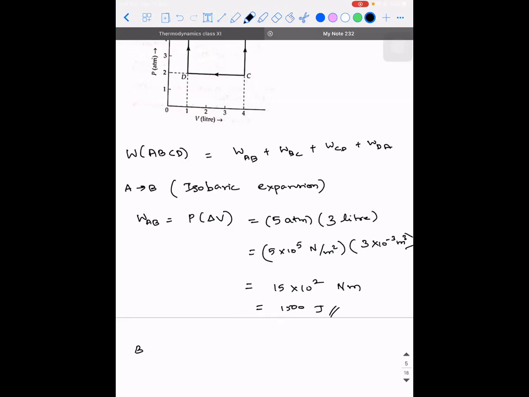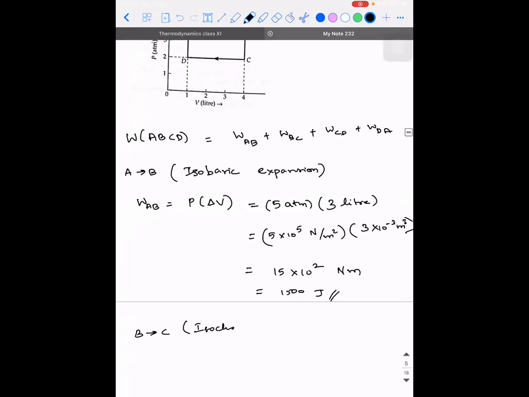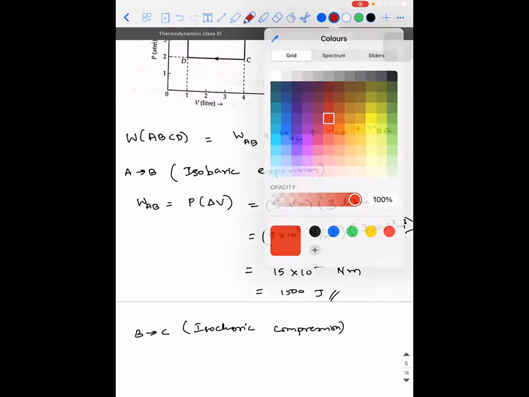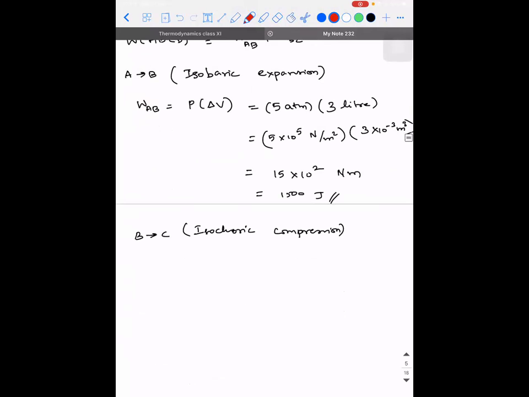Right? Similarly, B to C is what kind of a process? Isochoric compression, it is isochoric. Is this right? The arrow mark is upward, no? It's expansion. Towards the origin, sir. It's towards the origin, sir. Isochoric expansion.